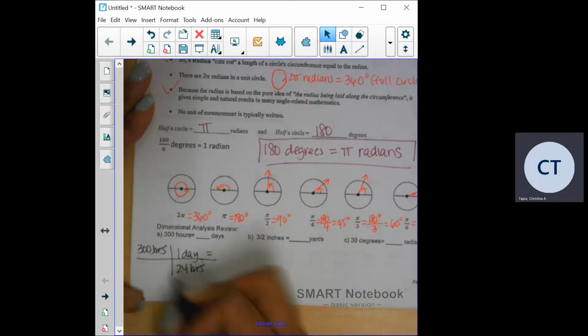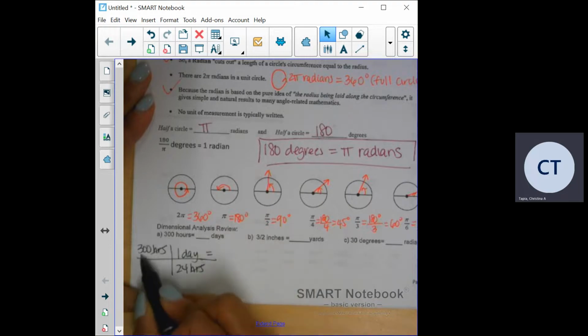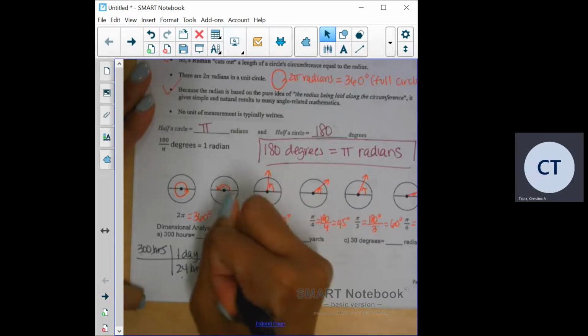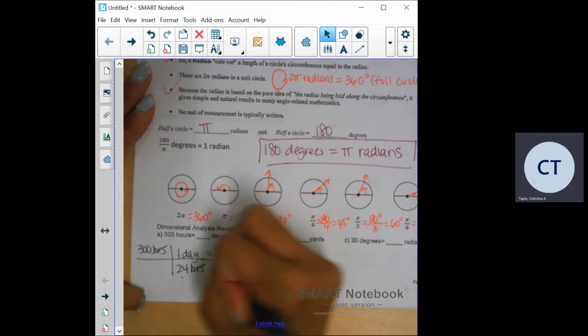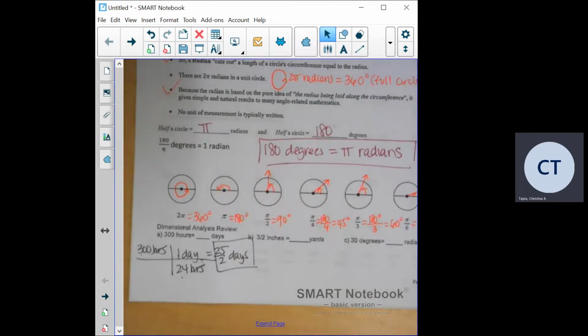So when I actually multiply that, it's 300 times 1 divided by 24. I don't want you guys to waste time trying to solve this. It'll be 25 over 2 days, which is about 12 and a half. It's about 12 and a half days.